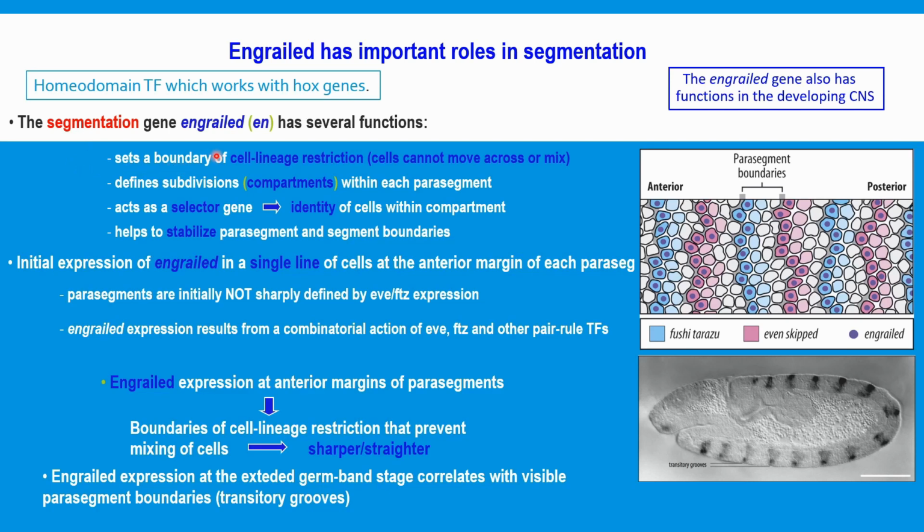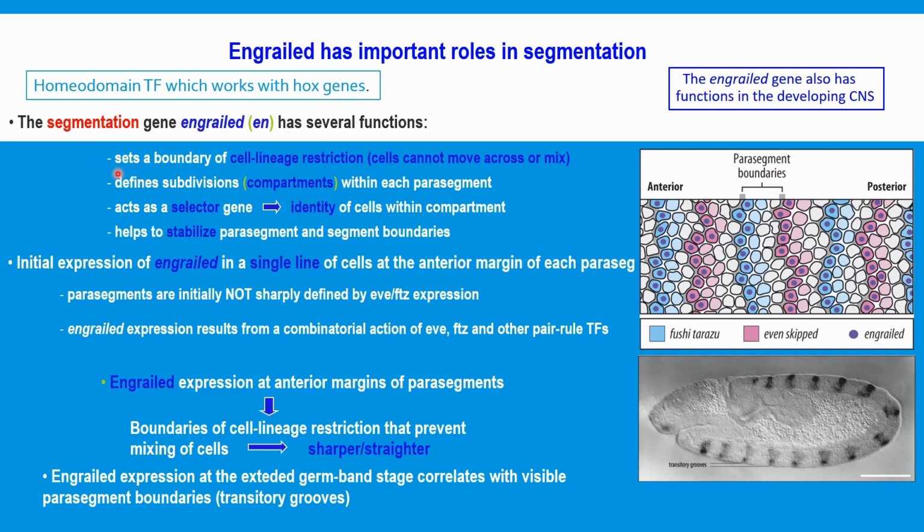It sets up a boundary of cell lineage restriction, and what we mean here is that it sets up a border, so a borderline. If we look here in this picture, we see engrailed expression is the round dot in the nucleus. This means that the transcription factor is in the nucleus and controlling gene expression. We see it's expressed in both Fushi tarazu and even skipped stripes. And these Fushi tarazu and even skipped stripes set the parasegment boundaries.